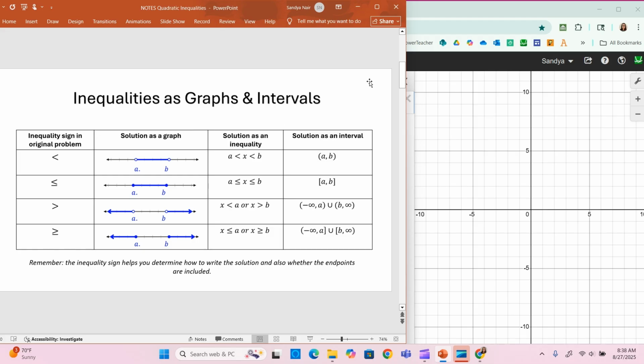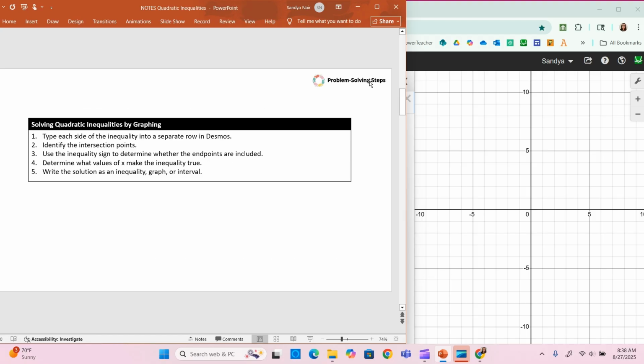So remember, the inequality sign is going to help you determine how to write the solution and also whether the endpoints are included. So here's how we're going to solve quadratic inequalities by graphing. We're going to type each side of the inequality into a separate row in Desmos, identify the intersection points, and then use the inequality sign to determine whether the endpoints are included. Then we're going to determine what values of x make the inequality true, and we can write the solution as an inequality, graph, or interval.